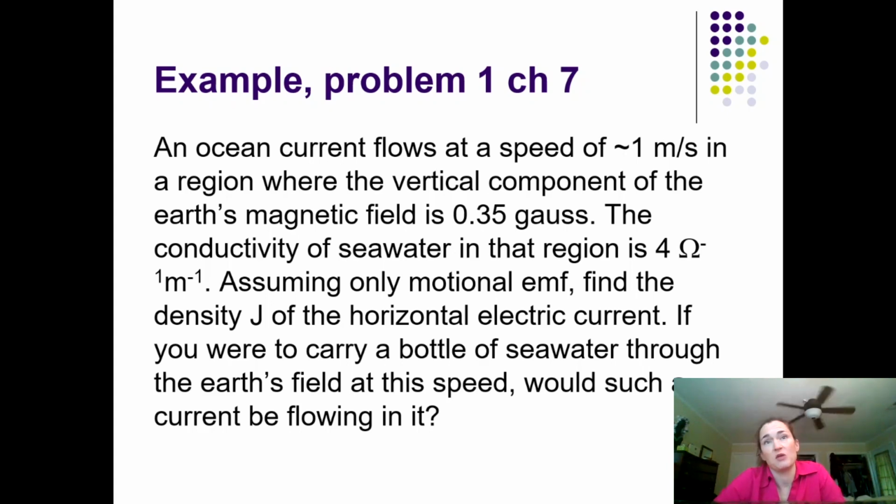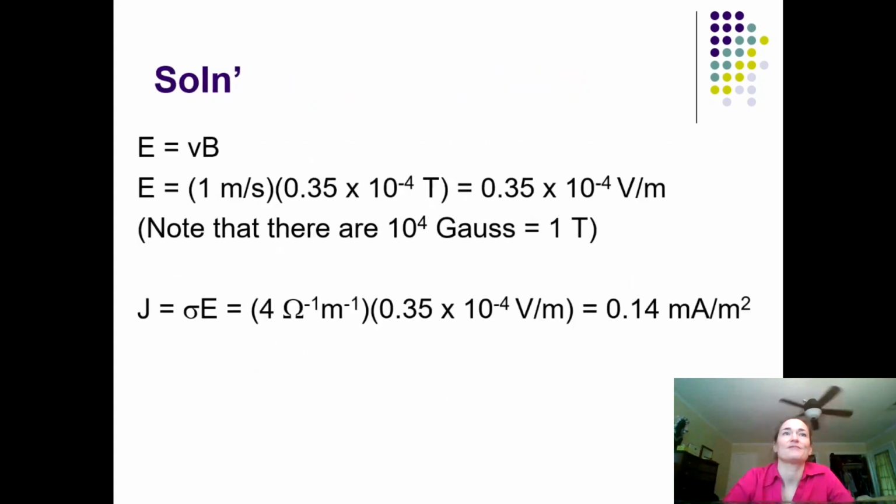And then as a follow-up, if you were to carry a bottle of seawater through the Earth's field at this speed, would such a current be flowing in it? Okay, so here we have the equation E equals Bv for motional EMF. Remember, this was when the forces balanced out. So here, E would be equal to v times B, which is the speed of the charges moving through times the magnetic field. Now, the magnetic field was given to us in Gauss.